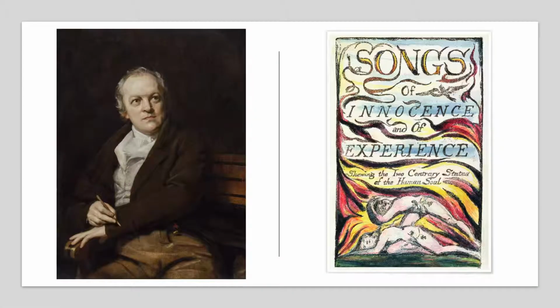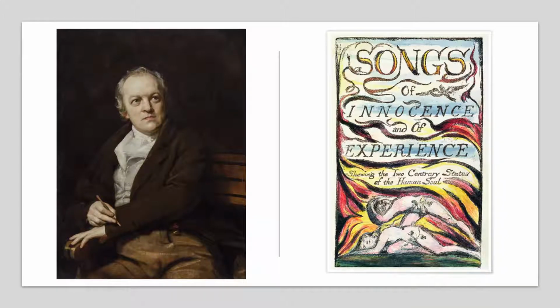So you can see now we've got a painting of William Blake, the poet, here, and also his famous collection of poems. He wasn't actually famous at the time he was alive, but this collection has become increasingly famous since, and it's called The Songs of Innocence and of Experience.